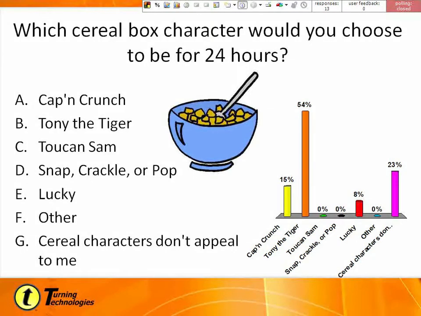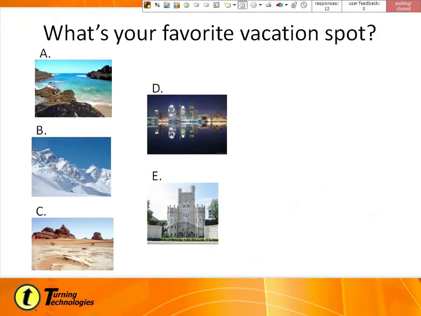Some people just don't even like cereal box characters, but most people wanted to be Tony the Tiger. If I was asking my class this question, I could engage them in discussion as to why they chose Tony the Tiger, and we could get some kind of discussion going. They might say he's fierce but friendly, or maybe they just love the cereal. I don't really know why, but I could engage my students in some discussion here.